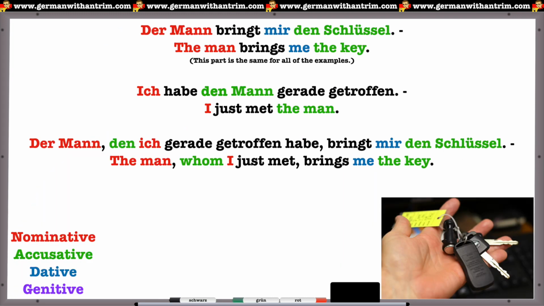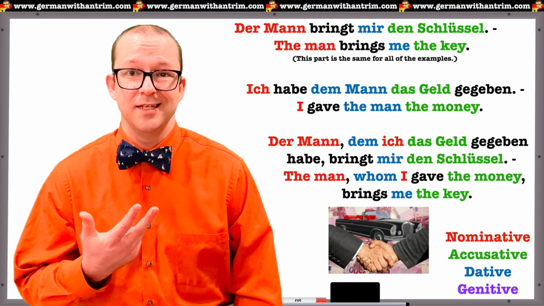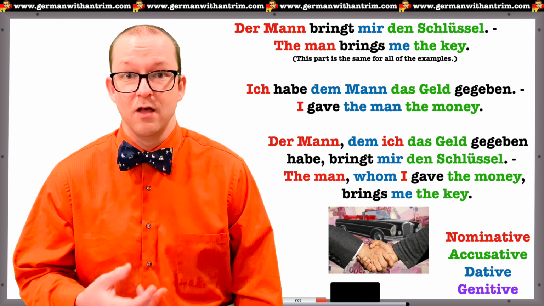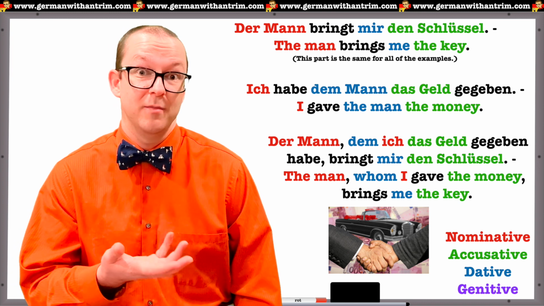Again, we removed the word Mann, and since den Mann is not at the beginning of our example sentence, we have to move that to the beginning of the clause. This makes our full sentence, Der Mann, den ich gerade getroffen habe, bringt mir den Schlüssel. The man, whom I just met, brings me the key. The third sentence uses the dative case, because the man is the indirect object of that clause, the one receiving the direct object, the money.